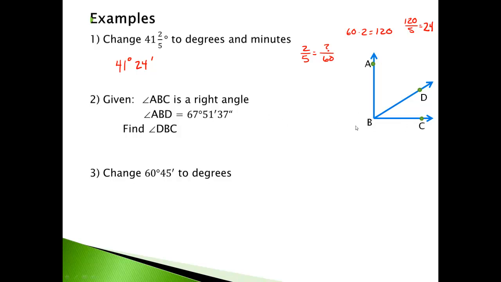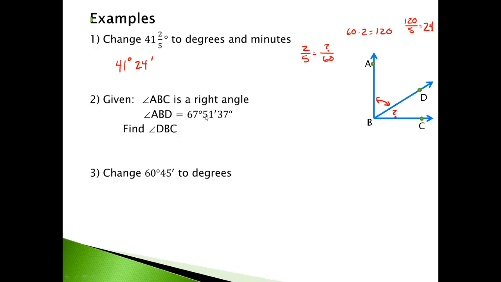Okay, now let's say we have a more complex problem like this here. Given that angle ABC is a right angle, and the measure of angle ABD is 67 degrees, 51 minutes, 37 seconds, find DBC. Well, we know that ABC is a right angle, and we know that we have part of that right angle's measurement here. Now we just need to find this part.